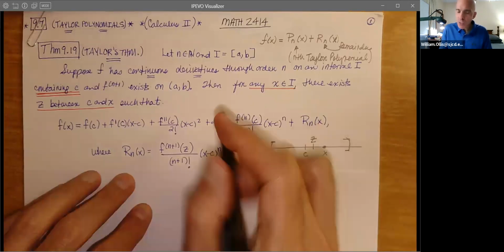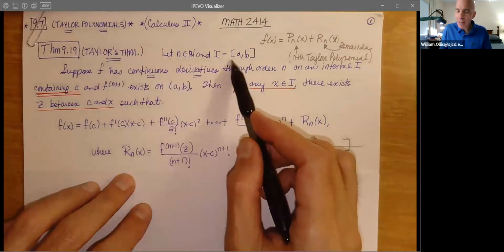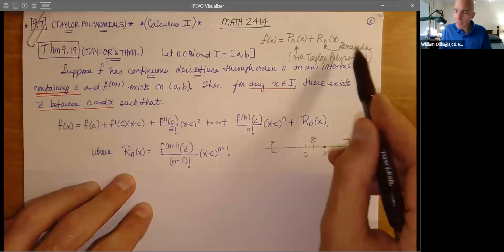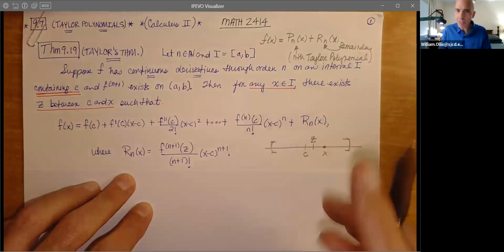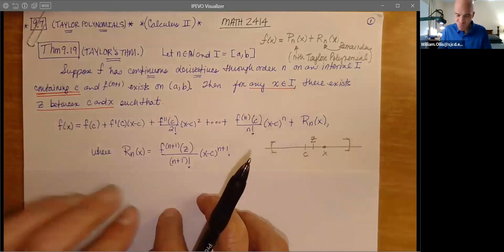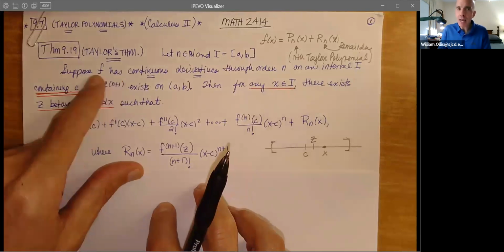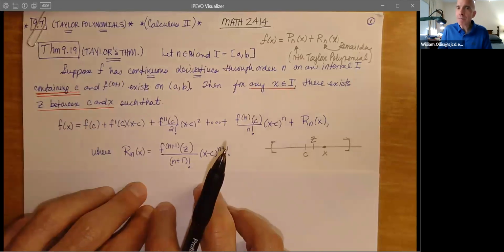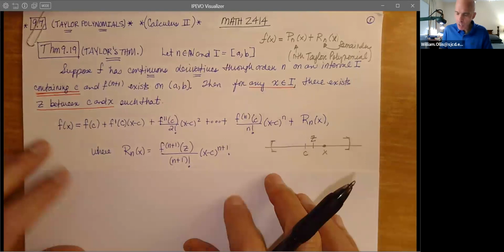What we do is we start out with a natural number n, and we have some interval I, a to b. Okay. Now I've written some stuff in pencil here, and I'll tell you what that is. And I've got a little diagram here to make things make sense. So we're going to suppose that the function f has continuous derivatives through order n. What that means is that we call f Cn. Let me just give you a notation for this.